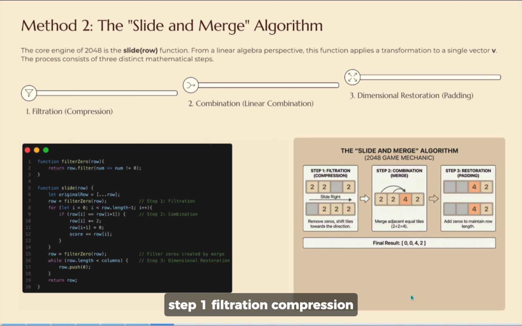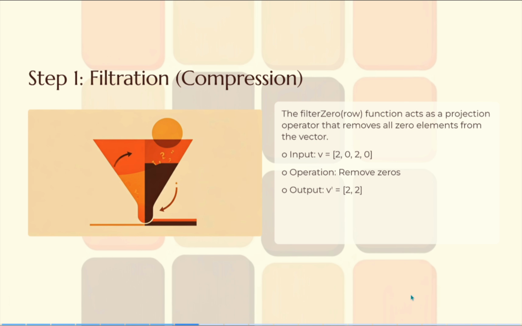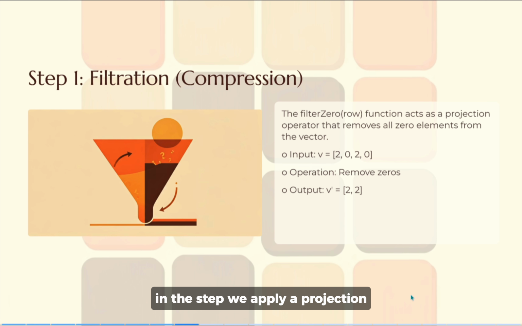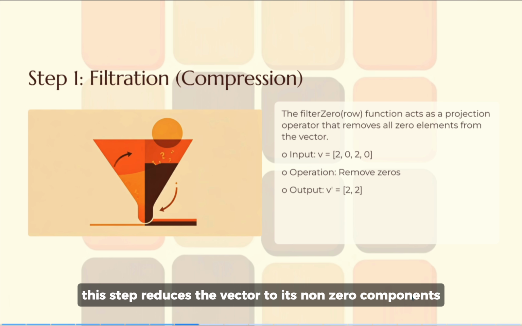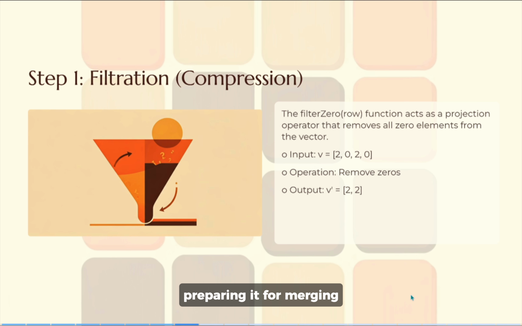Step 1. Filtration, compression. In this step, we apply a projection-like operator that removes all zero entries from the vector. Example: the input vector is v, which is 2, 0, 2, 0, and the output is a compressed vector v, which is 2 and 2. This step reduces the vector to its non-zero components, preparing it for merging.